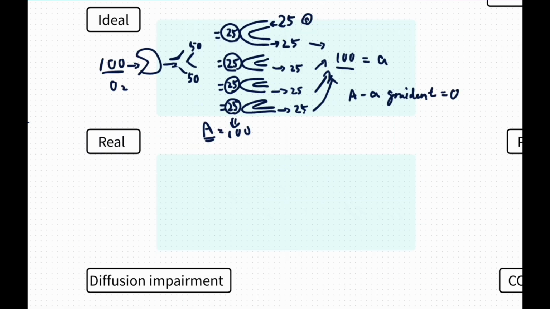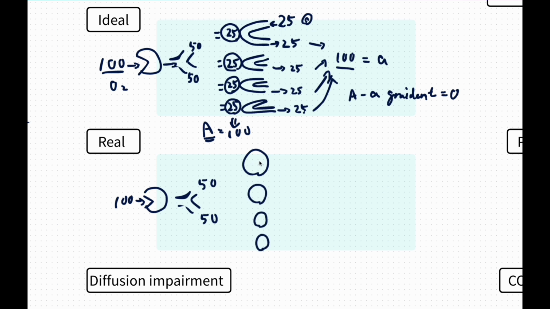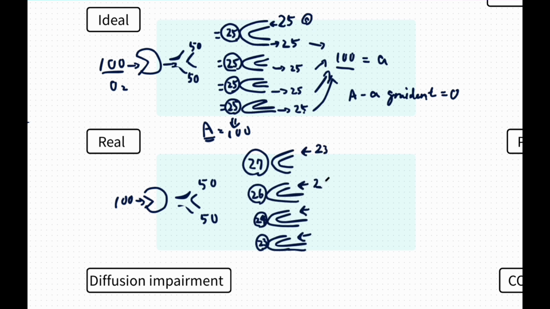Actually, real lungs are not perfectly uniform. Ventilation tends to go more to the upper lung zones, for example 27, 26, 24, and 23. And perfusion goes more to the lower zones, like 23, 24, 26, and 27. So in this case, the alveolus that gets 27 of ventilation finally gets 23 of perfusion, the next one is 24, the next one is 24, and the last one is 23.